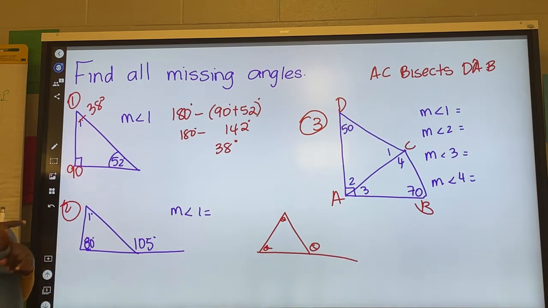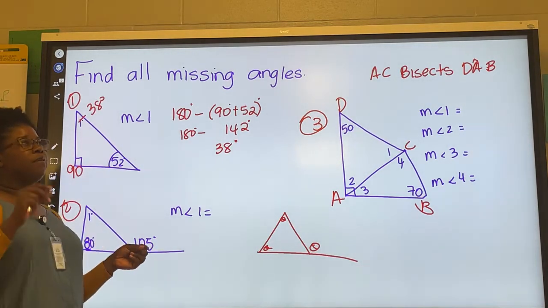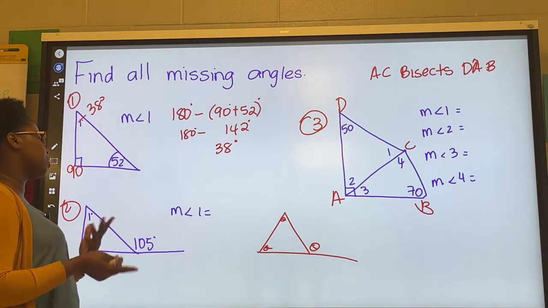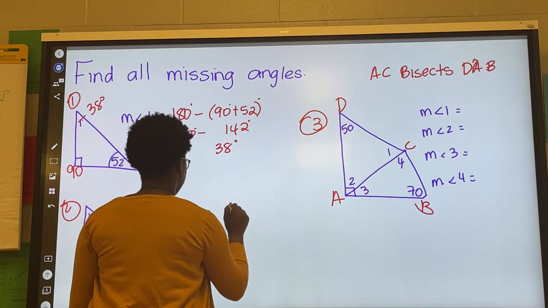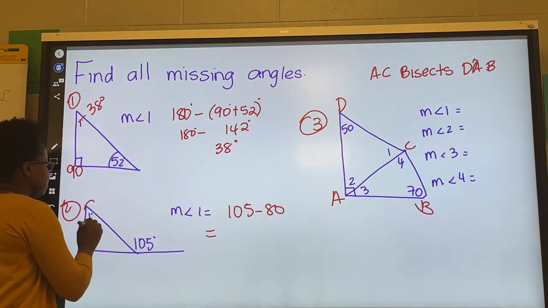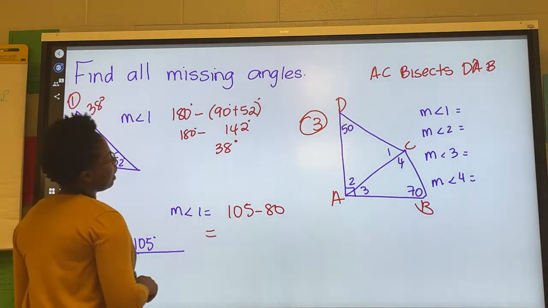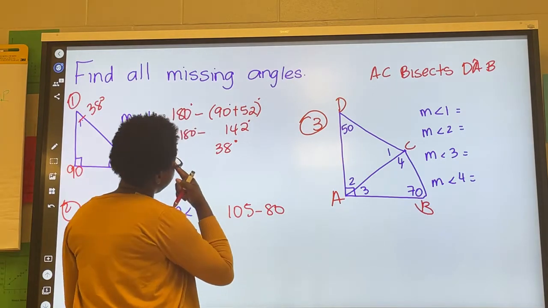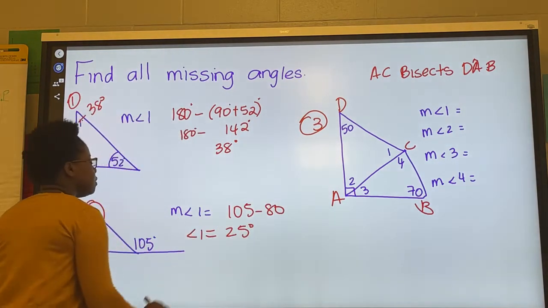So we basically do the opposite with subtraction. If you know the small one and the large one, you subtract those two to find the angle you're looking for. So we say 105 minus 80 to give us the angle up here, angle 1. 105 minus 80 gives you 25. So 25 degrees is equal to angle 1.